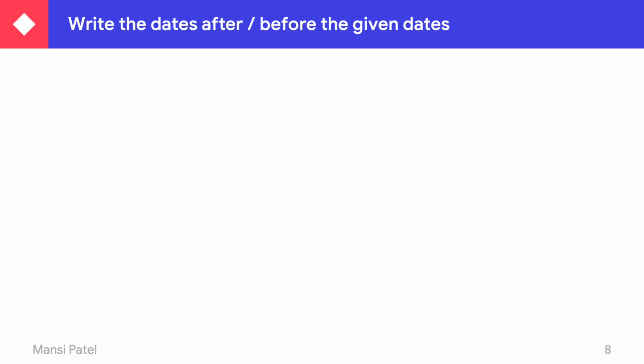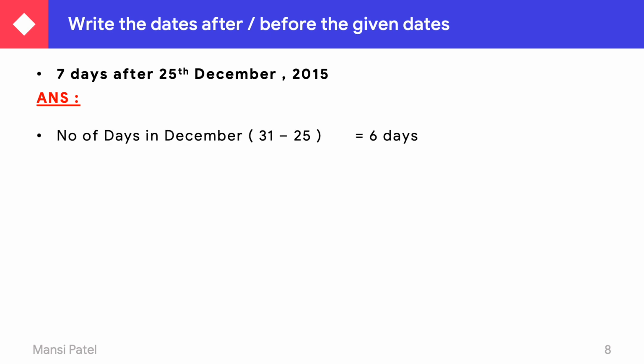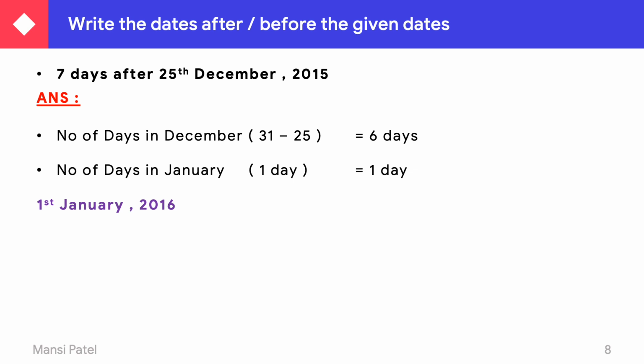Let us see another example. 7 days after 25th December 2015. First of all, we find out how many days are remaining in December. The total number of days in December is 31. So 31 minus 25. How many days of December are there? 6 days of December. Now we have to calculate a total of 7 days. So 7 minus 6 is 1. So we can say that the number of days in January is 1, the first day of January. So we can say that it's 1st January.